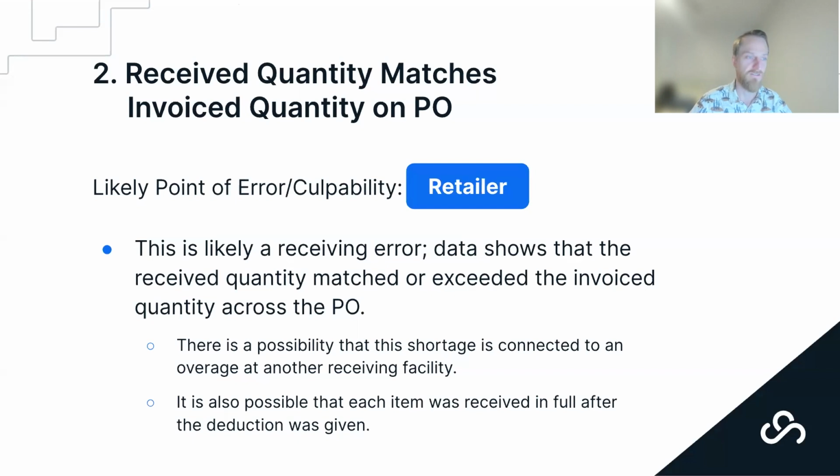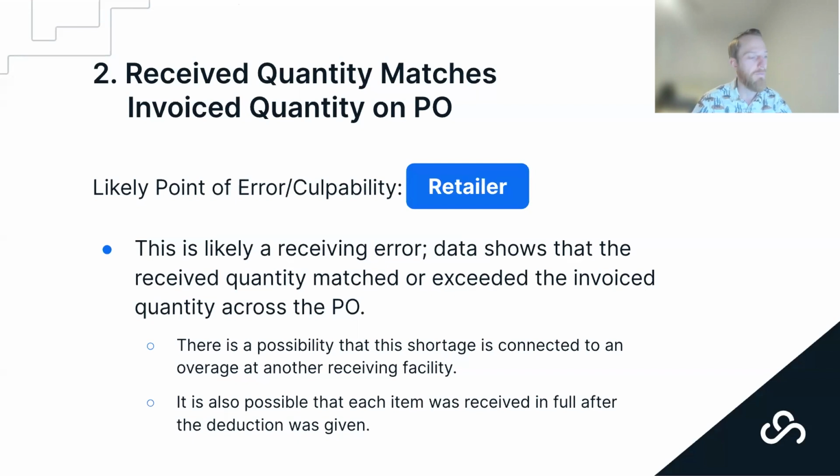So for shortage deductions, a lot of these will see sort of retailer fault because there's a lot of common Walmart caused shortages. So this is similar to our first root cause here, the received quantity. In this case, it's even more likely that Walmart is at fault in its receiving process. And what this is saying is the total invoice quantity on the PO matches the total received quantity. So even though you got a shortage deduction, their own receiving data matches the total invoice quantity on the PO.